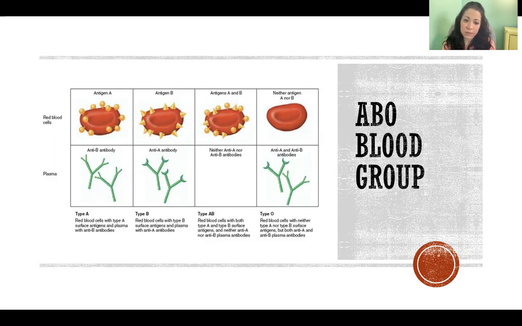And then type B blood is the opposite. You'd have B antigens with anti-A antibodies. And then if you have type AB blood, that means that you have the A antigens and the B antigens, which means you don't have either type of antibody. Because if you have both types of antigens, you can't have anti-A or anti-B antibodies, because then you would destroy those cells. And then type O means that you don't have A or B antigens, which means that you would develop both types of antibodies in the blood.